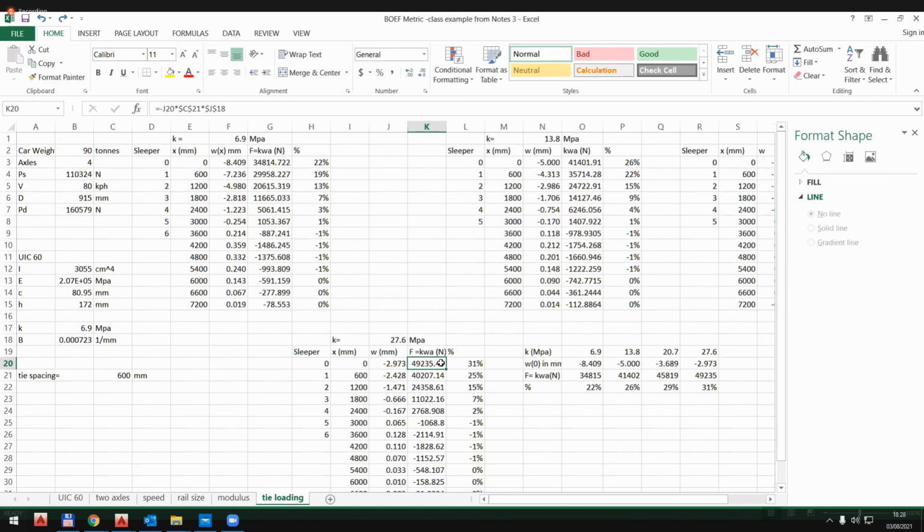What is the difference between tie and sleepers? Nothing. It's the same thing. Tie is another word for sleeper.